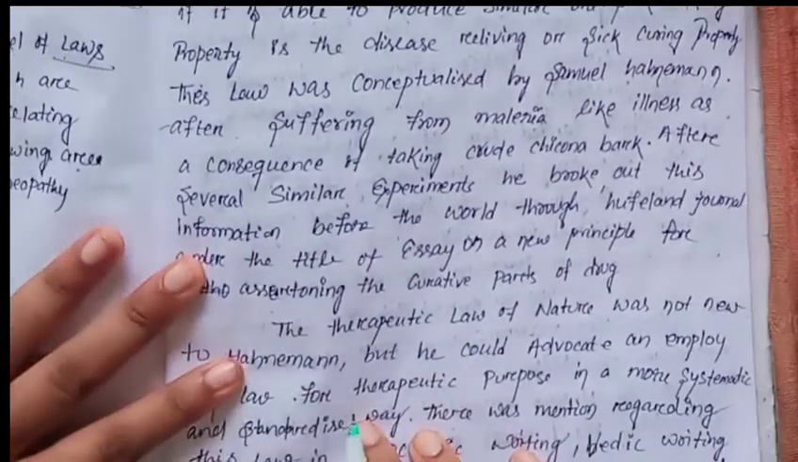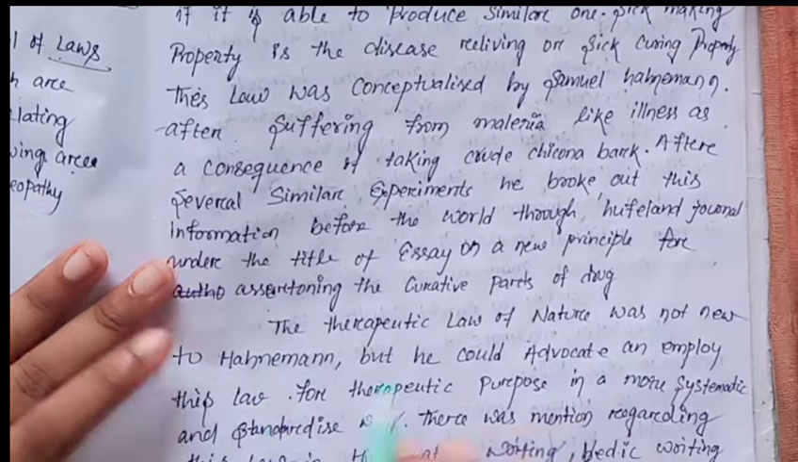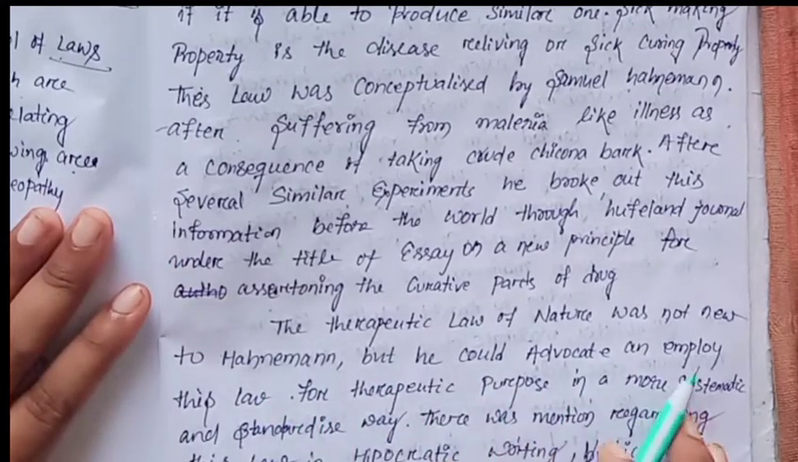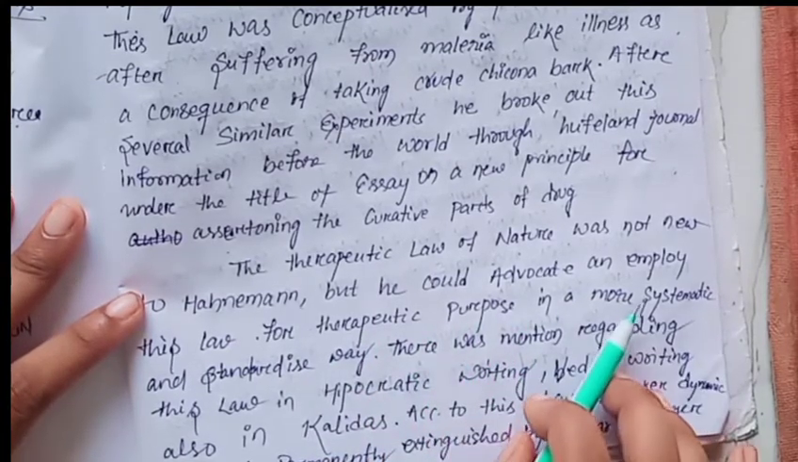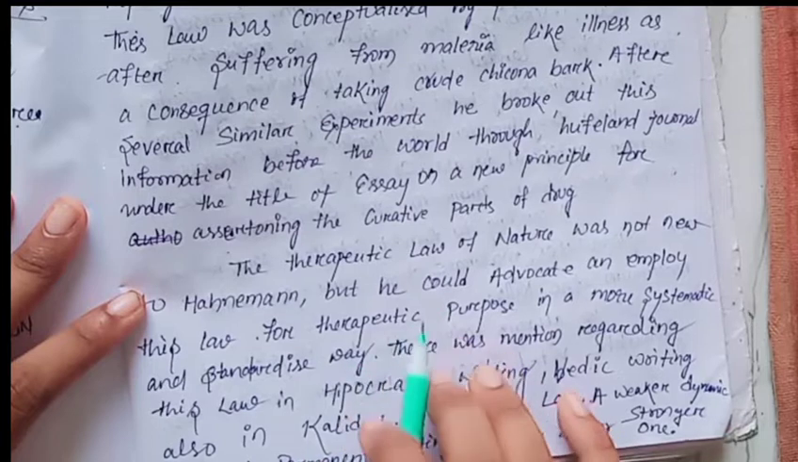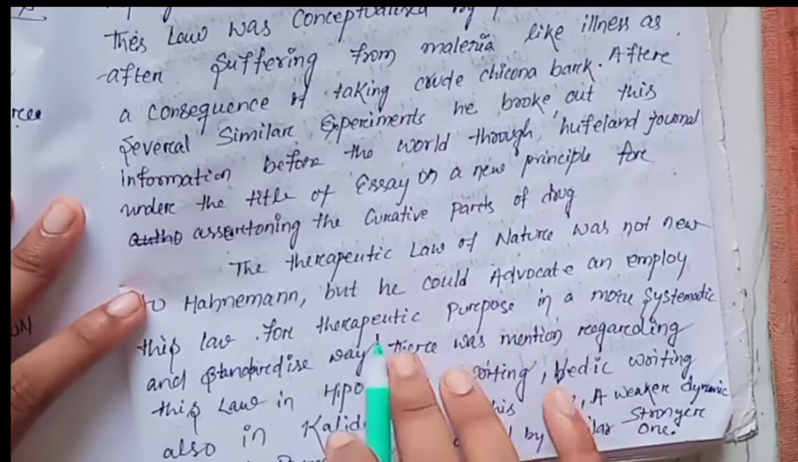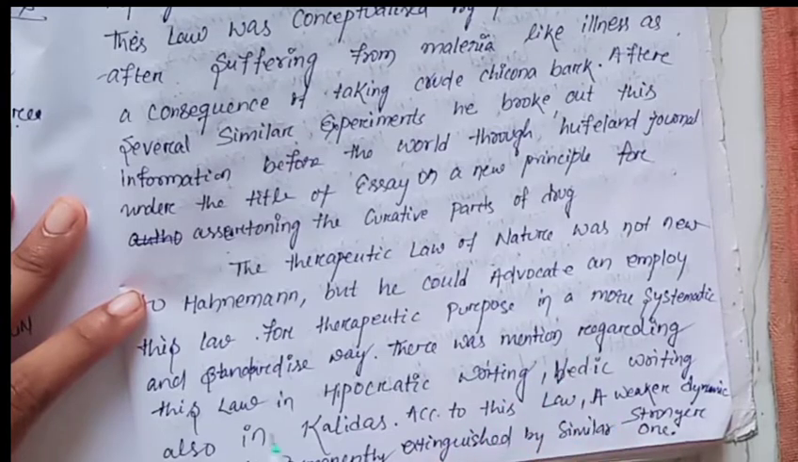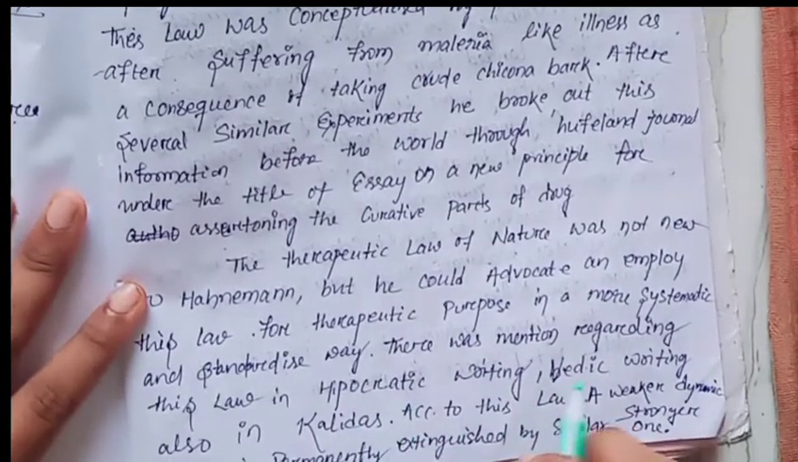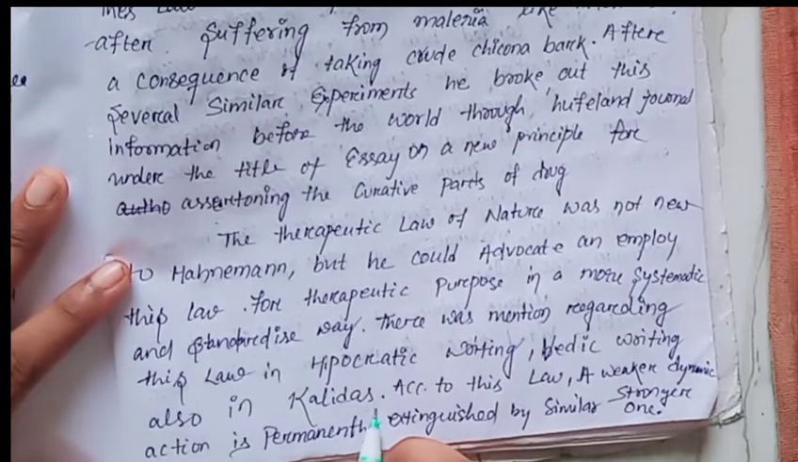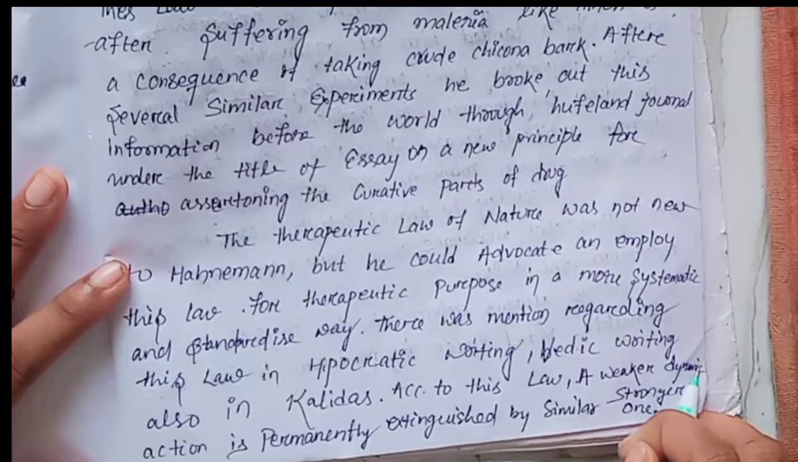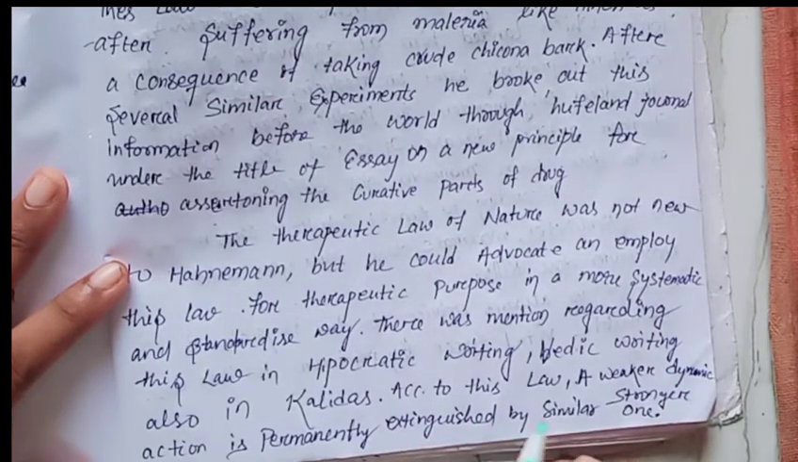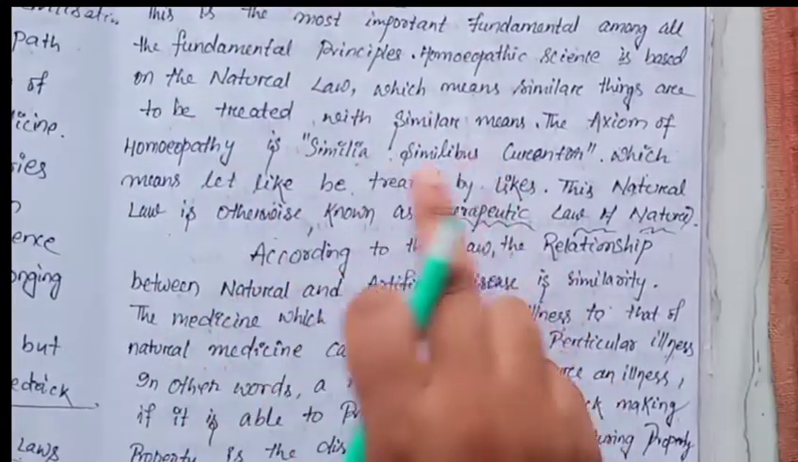So the law of similia says the therapeutic law of nature was not new to Hahnemann, but it could be advocated and employed by other scientists for therapeutic purposes in a more systematic and standardized way. He only standardized it in a systematic way, but before that there is mention of the law of similia in Hippocratic writing, in Vedic scripture, and in Kalidas, the poet. According to this law, a weaker dynamic affection is permanently extinguished by a similar stronger one, which we first read as similia similibus curentur.